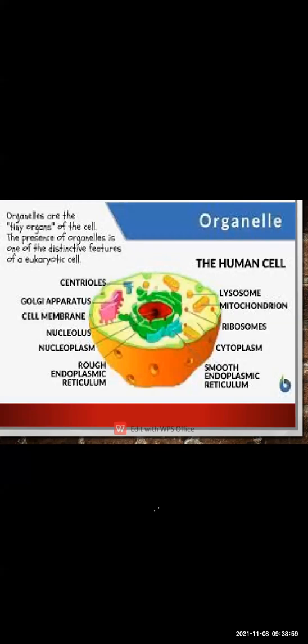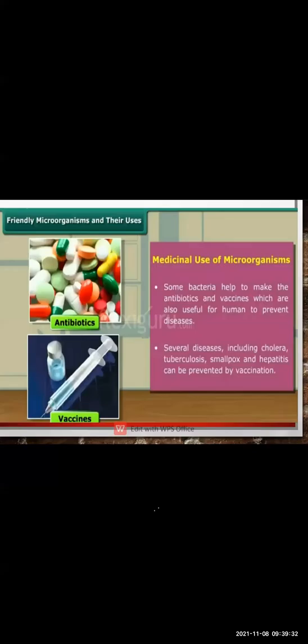Okay, so students, what are microorganisms? Can you define microorganisms? Microorganisms are the organisms that cannot be seen with our naked eyes. The organisms which we are not able to see with our naked eyes are called microorganisms. And where can these microorganisms be seen? We can see them under the compound microscope.